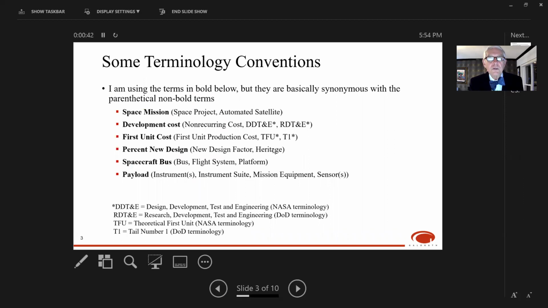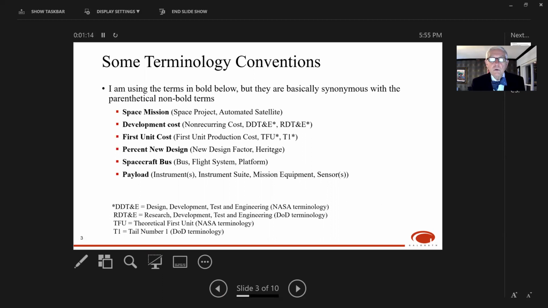Let's set some terminology conventions here. I'll be using the terms in bold, but in parentheses, I've listed some synonymous terms that you may be more familiar with. I'll be using the term space mission, also called space project or automated satellite. I'll be using the term development costs, sometimes called non-recurring cost, or DDT&E, or RDT&E. I'll be using the term first unit costs. That's the same thing as first unit production cost, or theoretical first unit, or T1.